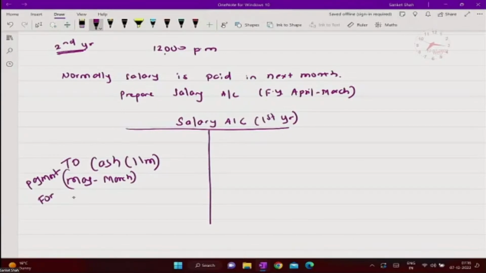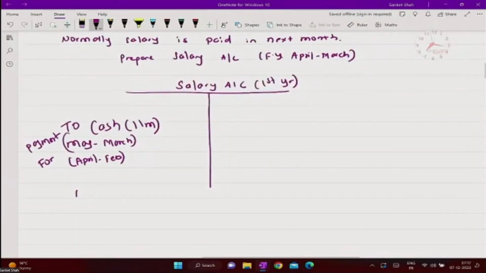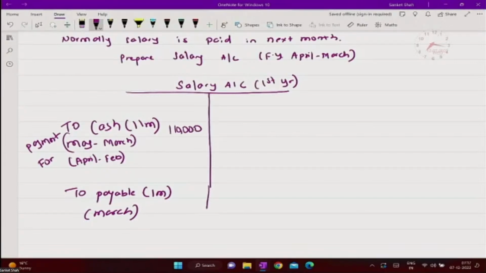And for April to Feb. So April to Feb की salary you are going to pay in May to March, and March महीने का salary is still payable. So to payable, which month salary बेटा? March महीने का salary is still payable. Okay, so this is 11 months into 10,000, 1,10,000.